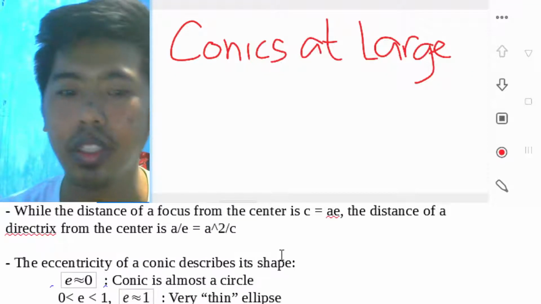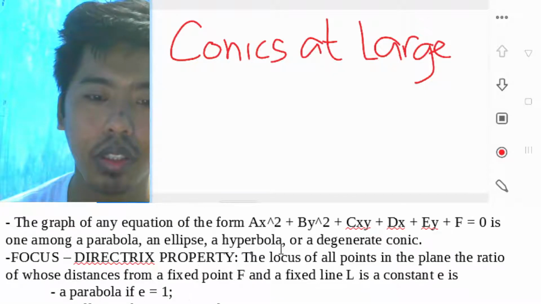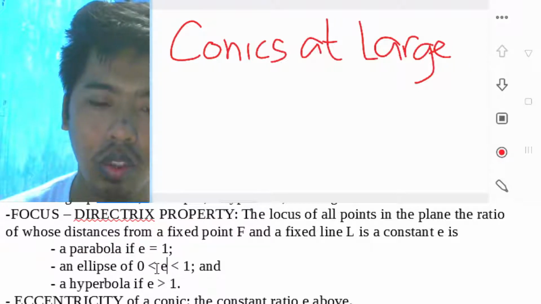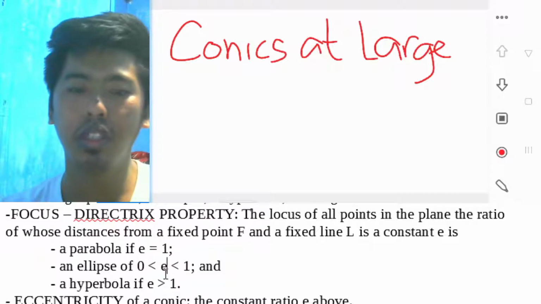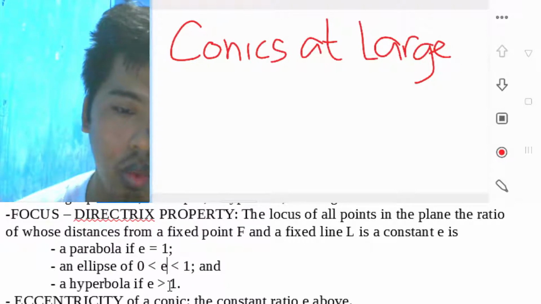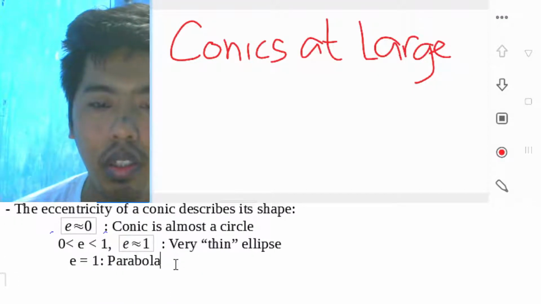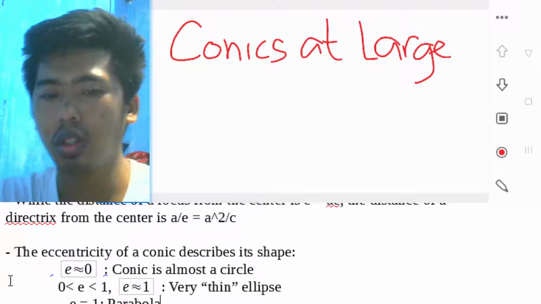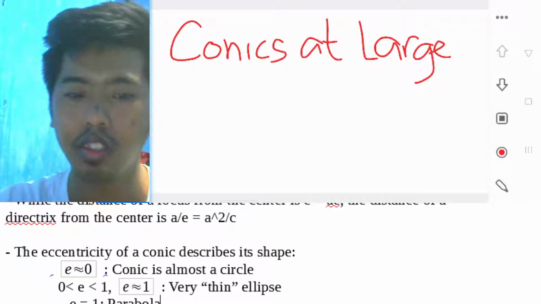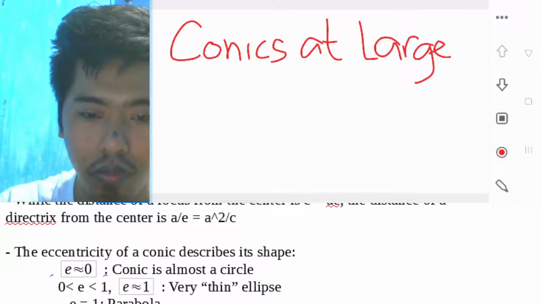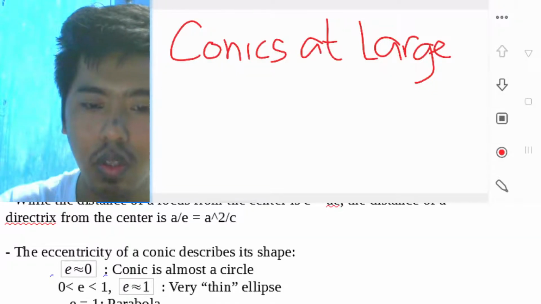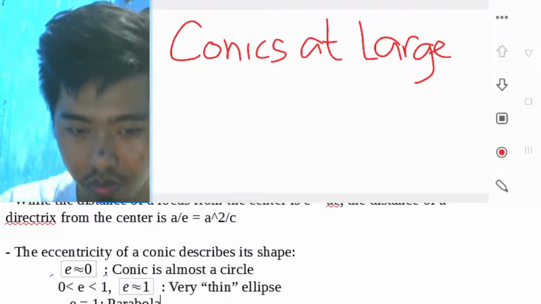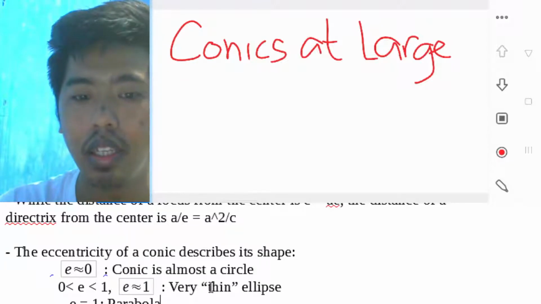As we can remember earlier, di ba kani? Kanina part. Parabola, if E is equal to 1, an ellipse is 0 to 1, or should I say greater than 0 but lesser than 1. So that would be ellipse, then hyperbola is more than 1. And look at this. If the E is almost 0, then the conic is almost a circle. So meaning, if the E is 0, then that would be a circle. If the E is more than 0 and less than 1, and E almost 1, that is a very thin ellipse. Now if the E is equal to 1, then that is a parabola.